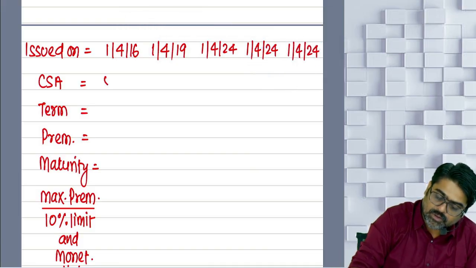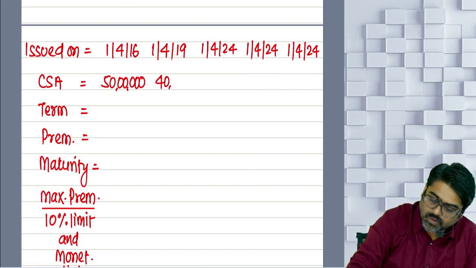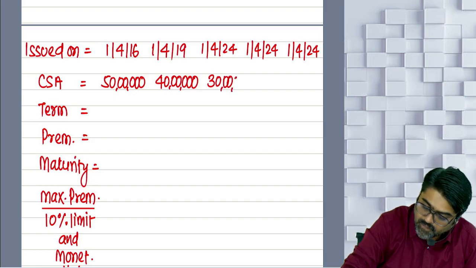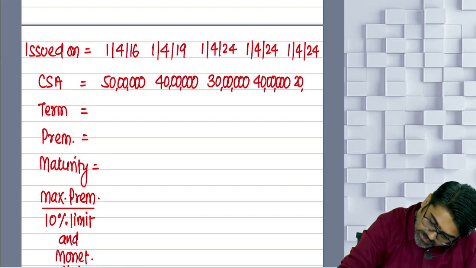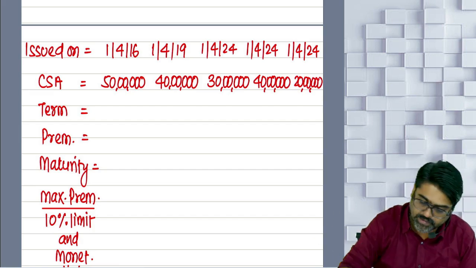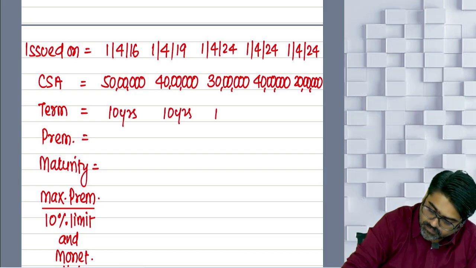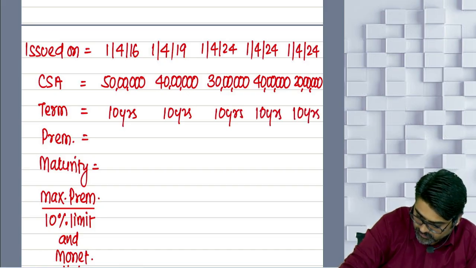Okay, capital sum assured: 50 lakhs, here it is 40 lakhs, here it is 30 lakhs, here it is 40 lakhs, and here it is 20 lakhs. Done, sir? 50, 40, 30, 40, 20. Term of the policy for every policy, let us take a 10 years term.